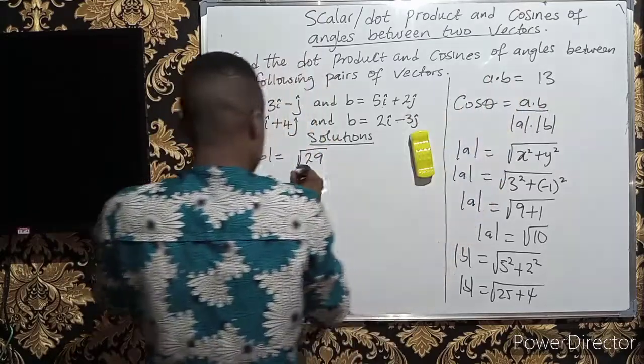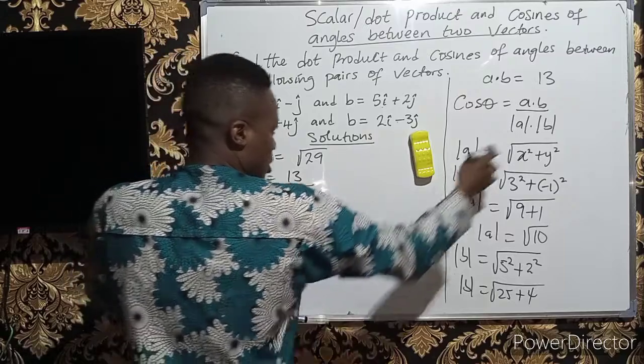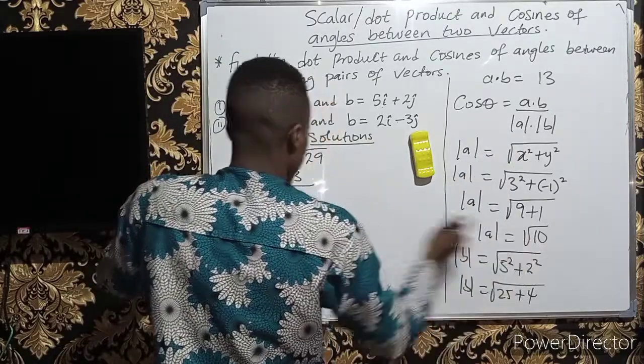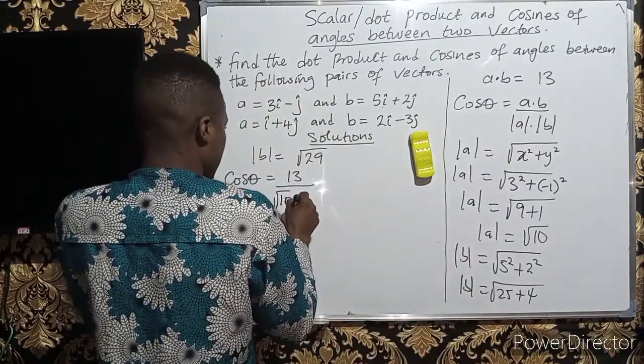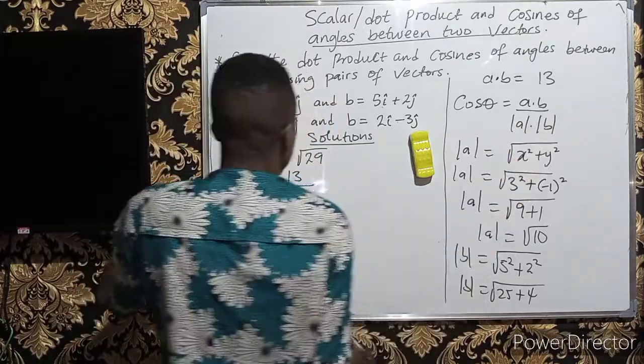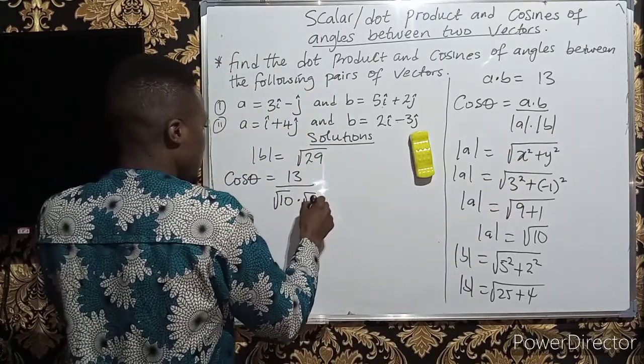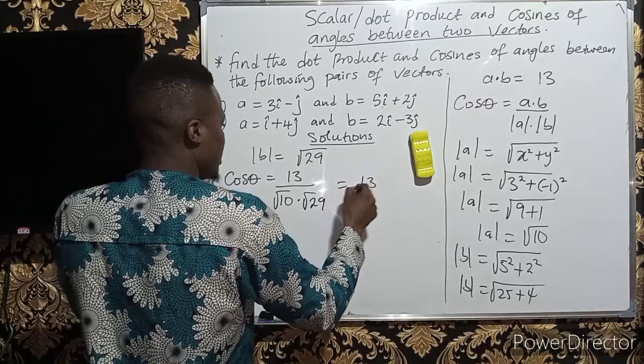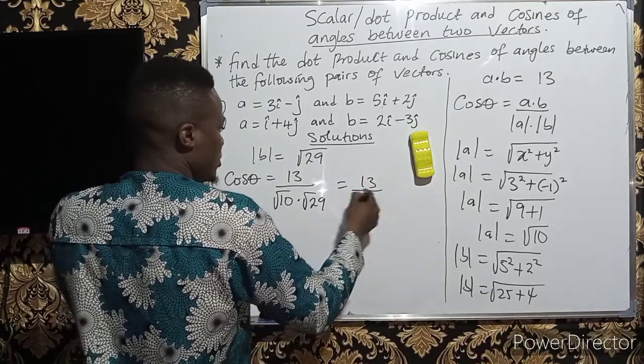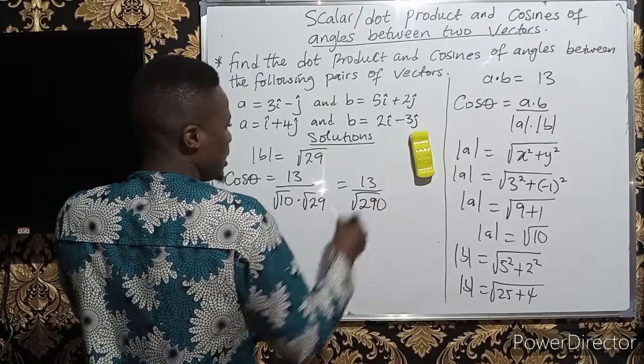And finally, I'll apply the formula that cos theta equals a dot b over modulus of a times modulus of b. A dot b is now 13. So I have 13 over modulus of a, which gave me root 10, times modulus of b, which I've got here as root 29. This is the same thing as 13 over root of 10 times 29, which gives us root 290.